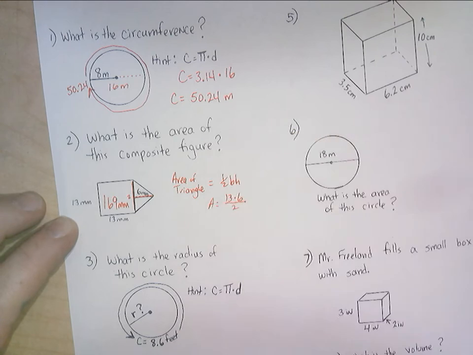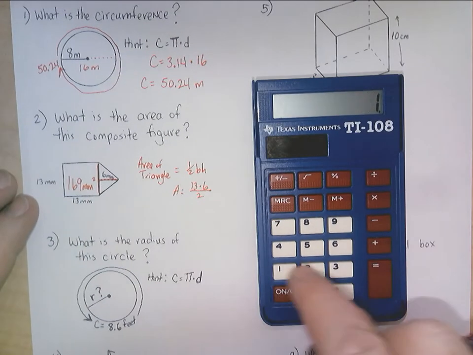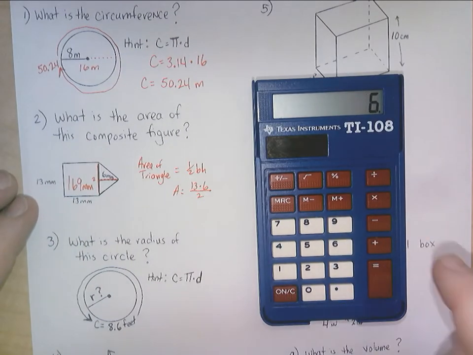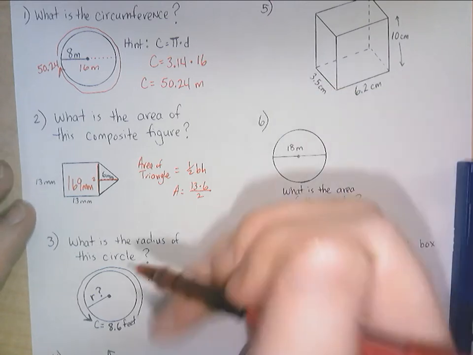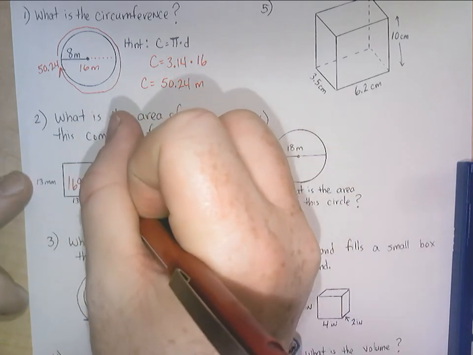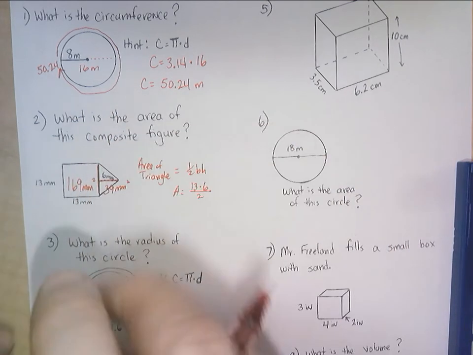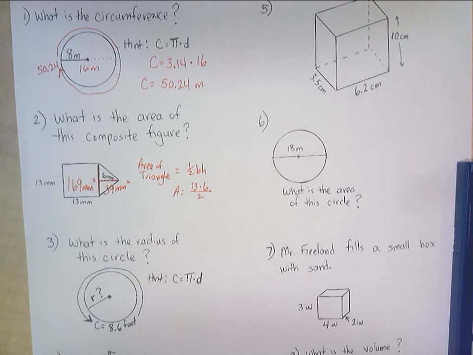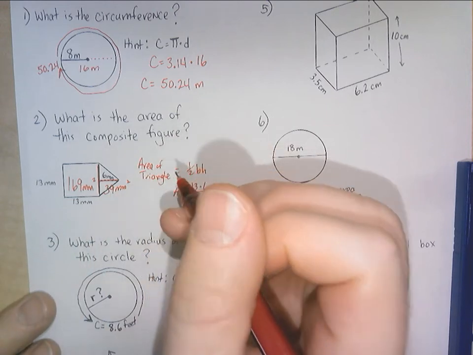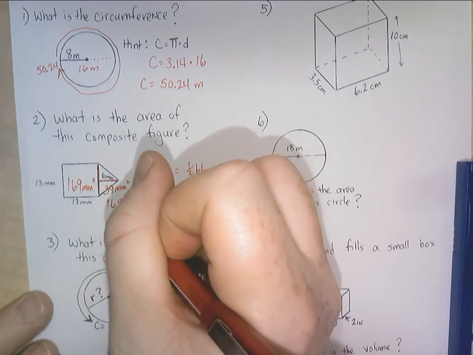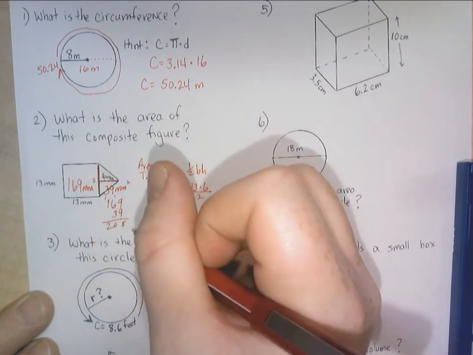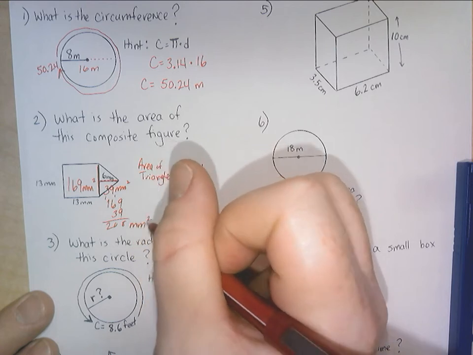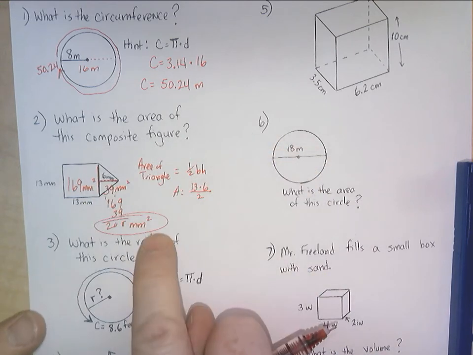So area equals 13 times 6, divided by 2, equals 39. So this is going to be 39 millimeters squared. Now once you have the area of the square and the area of the triangle, we're going to add those together to get our total area. So 169 plus 39 is going to be 208. 208 millimeters squared. And you don't want to forget your squared.